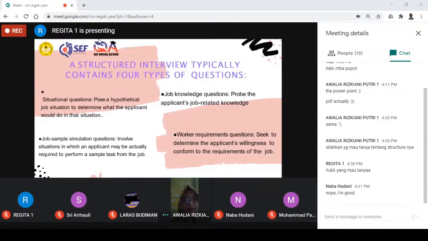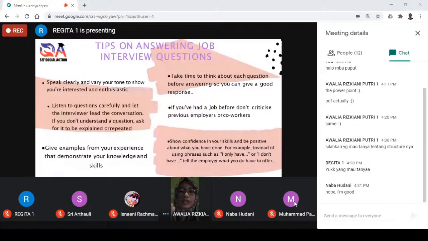All right, everyone. Now these are the tips for answering job interview questions. First of all, speak clearly and vary your tone to show your interest and enthusiasm. Like what we already learned in the first and second meetings in class, the tone of your voice should lead what sentence you are saying. For example, if you are showing your greeting, your information, or your enthusiasm, it's very important. So please speak clearly and vary your tone.